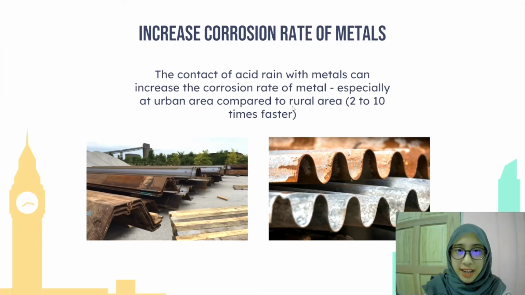Hi, I am Shakira and now I will explain the next effect of acid rain on architecture, which is increased corrosion rate of metals. The contact of acid rain with metals can increase the corrosion rate of metals, especially in urban areas, which is 2 to 10 times faster compared to rural areas.